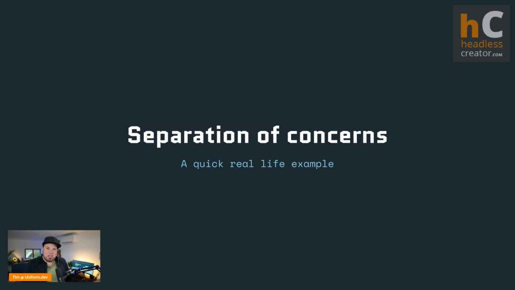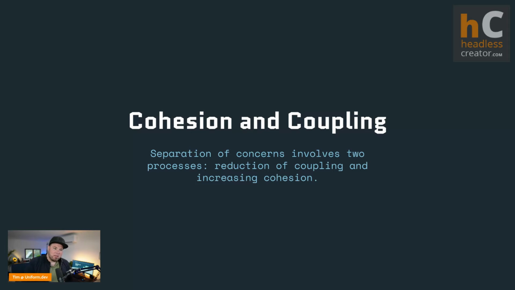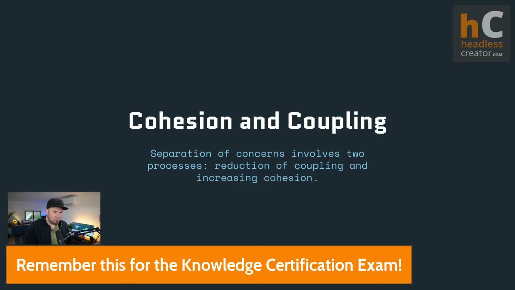Part of that separation of concerns has something we call cohesion and coupling. Basically what you're trying to do with separation of concerns is reduce the coupling and increase the cohesion. So let's have a little talk about what these two terms actually are. And pay attention, those will be important words to remember for later on in the bootcamp.